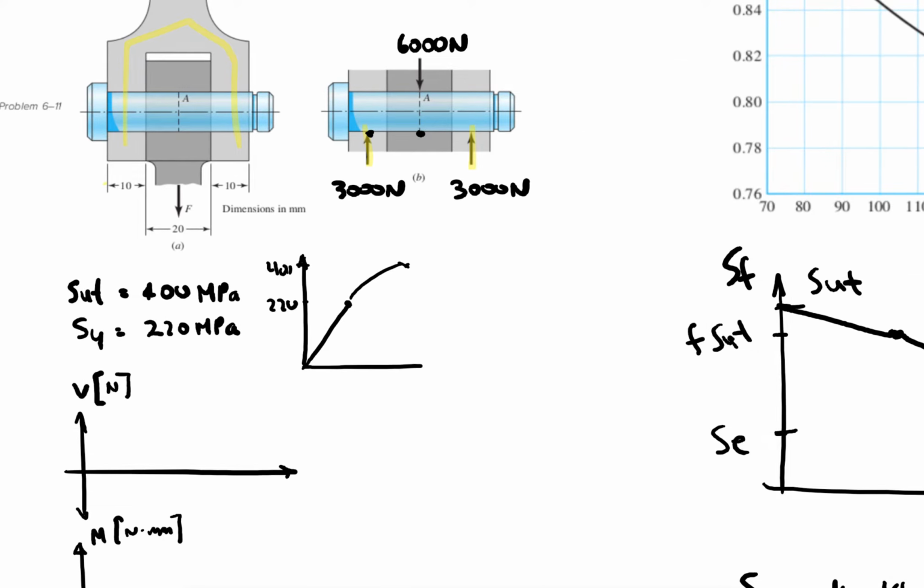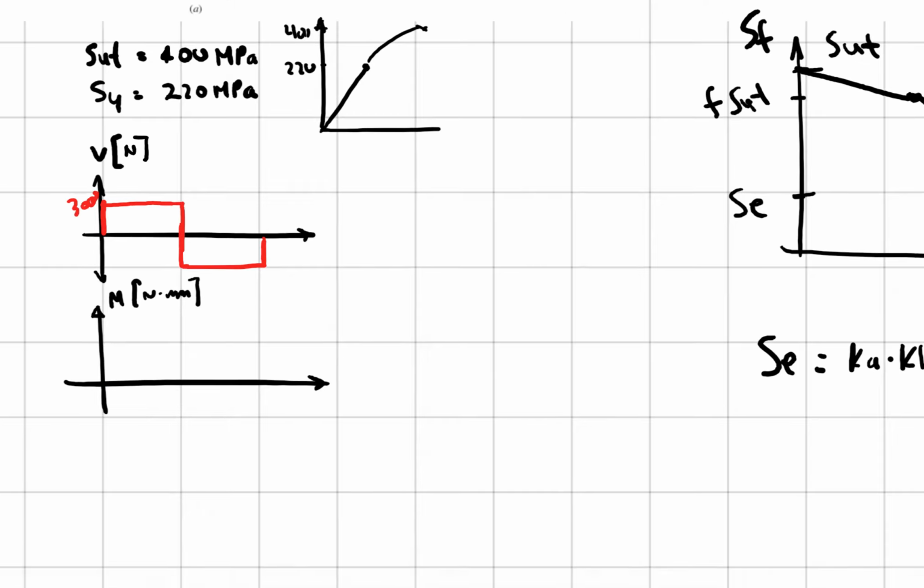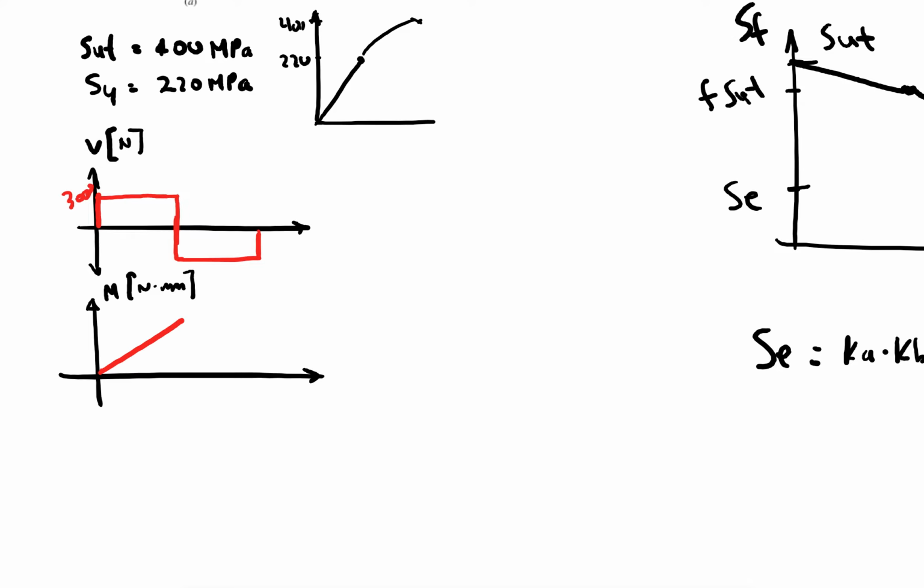I am going to need that. So I'm looking at this free body diagram, and what I see is that it goes up 3,000, at the middle it goes down 6,000, and then at the end it goes up 3,000. Okay, so for the moment diagram, I would just have this slope of 3,000 times 15. So basically this value right here would be 45,000 newton millimeters.